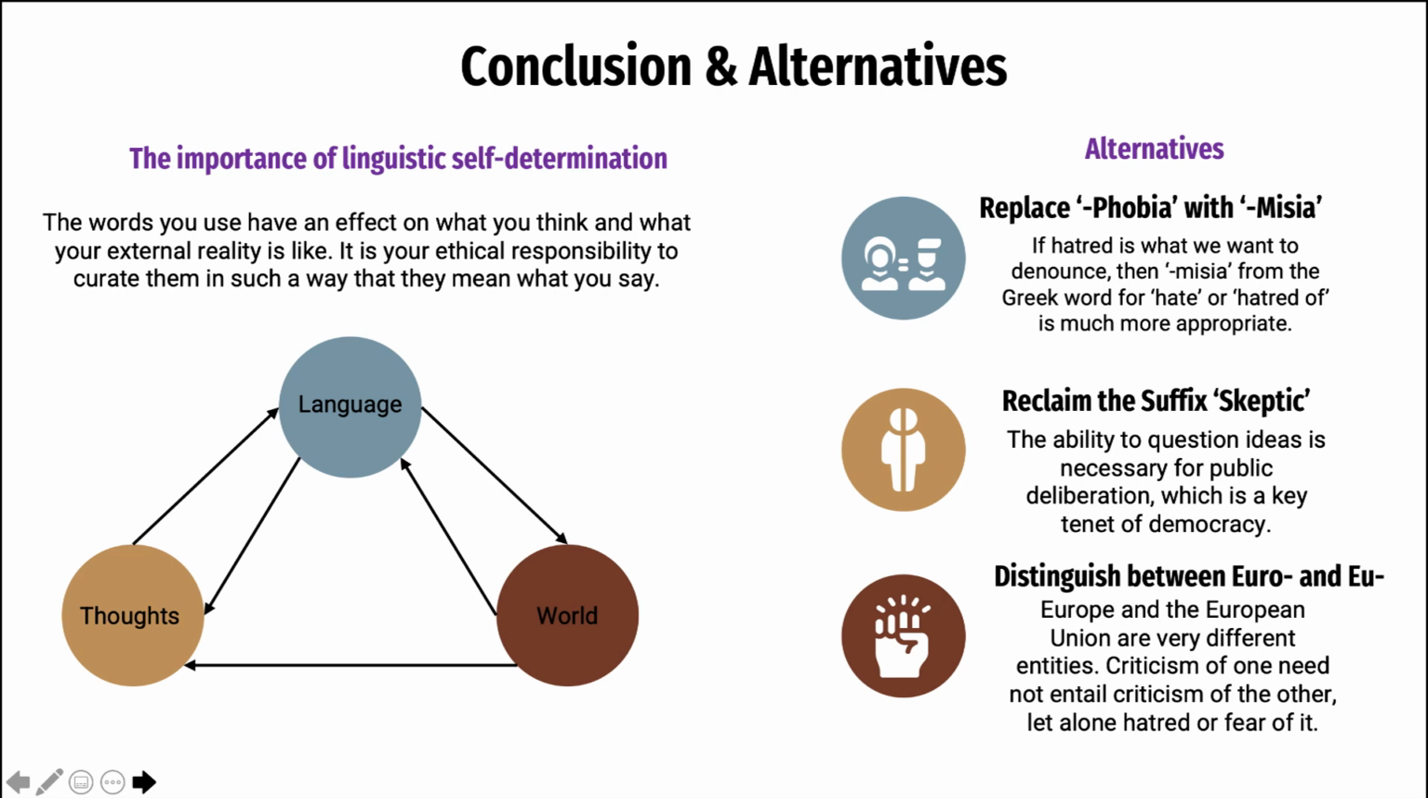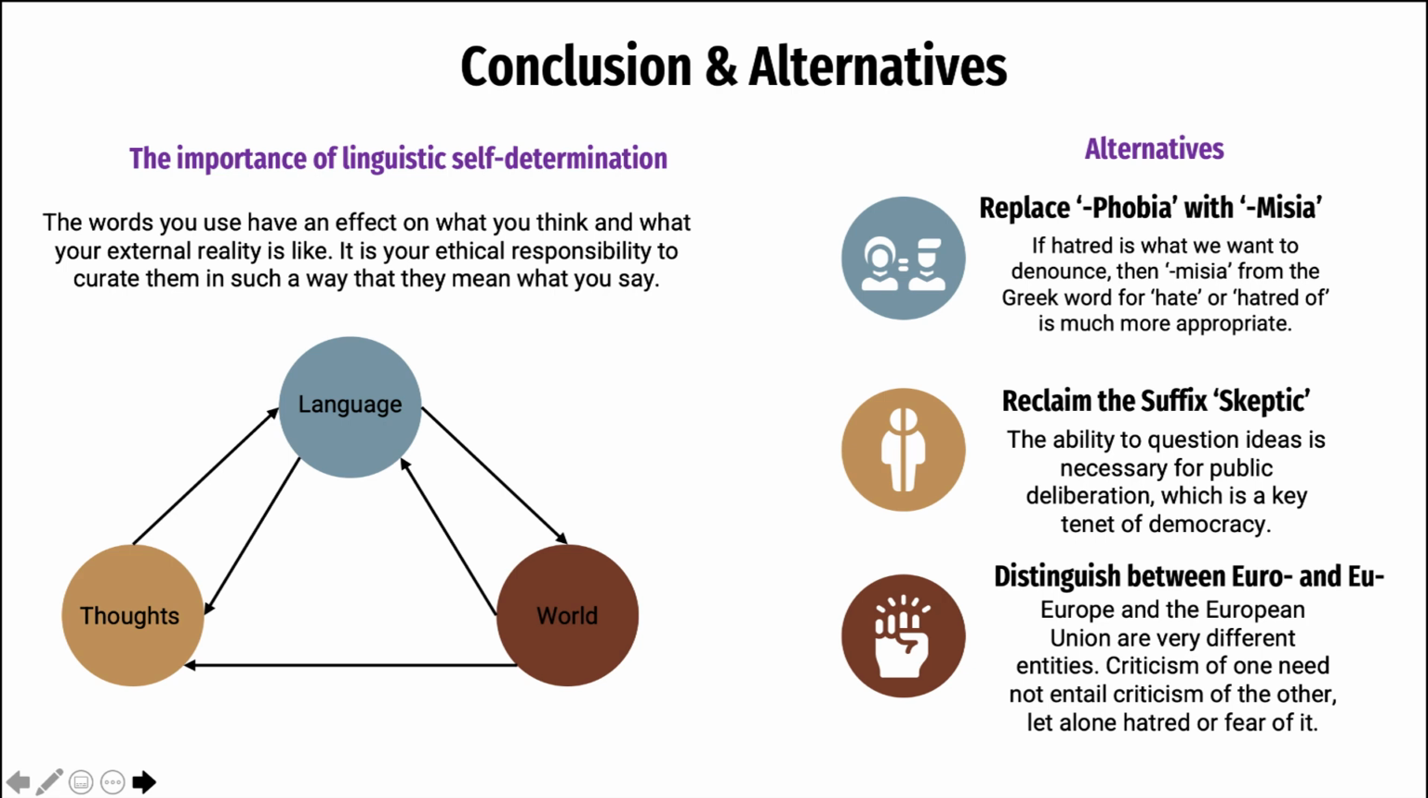Now that we're done with the analysis, what are the actionable alternatives that I suggest? Well, these are three. First, let's replace phobia with misia. If hatred is really what we want to denounce, then the suffix misia, from the Greek word for hate or hatred of, is much more appropriate. If we want to say that some people hate Islam, let's say Islamisia. Let's not say Islamophobia, because just because they hate it, it does not mean they fear it. And even if what you meant was aversion, because of the connotations of the word phobia, you've already conflated that aversion with fear, as I already denounced.